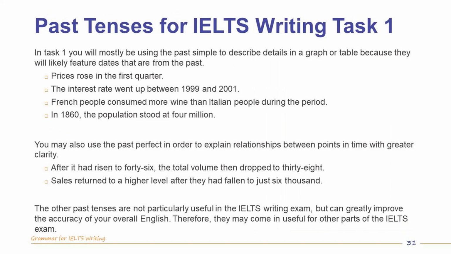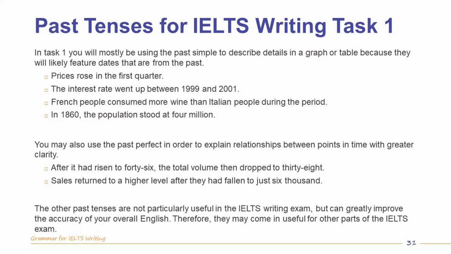Not only is the past simple incredibly common in everyday speech, but it is also very useful in the writing exam. In particular, in Task 1 you will mostly be using the past simple to describe details in a graph or table, because they will likely feature dates that are from the past. Here are some examples. Prices rose in the first quarter. The interest rate went up between 1999 and 2001. French people consumed more wine than Italian people during the period. In 1860, the population stood at 4 million.